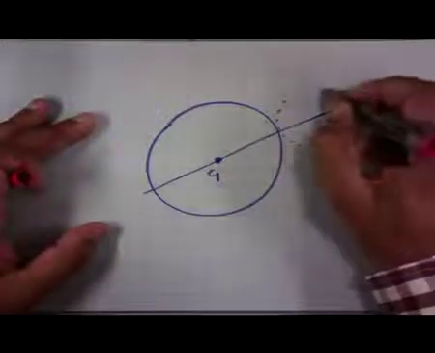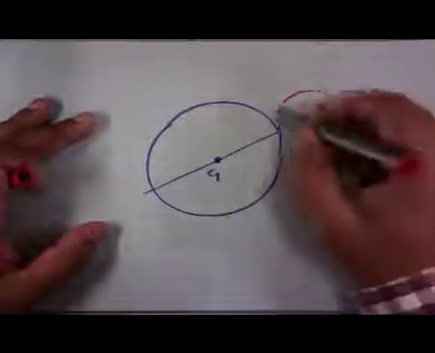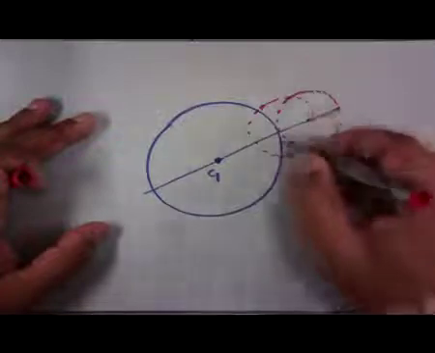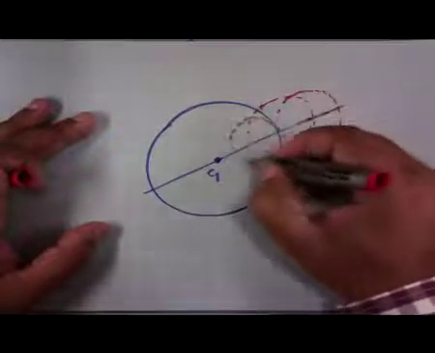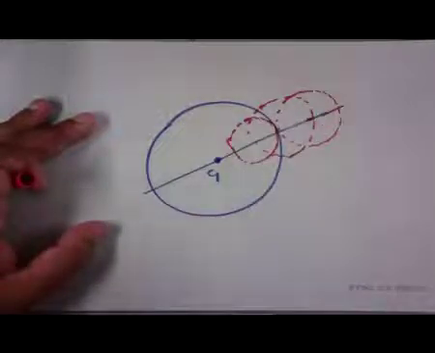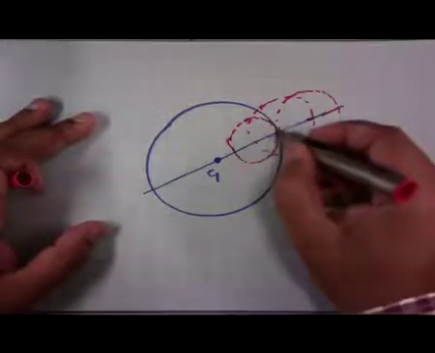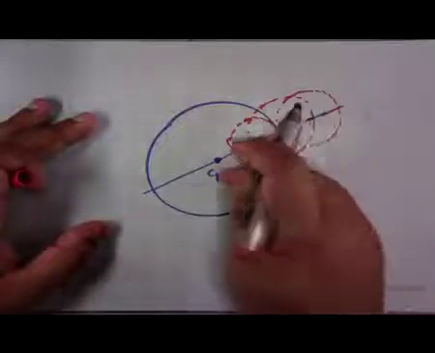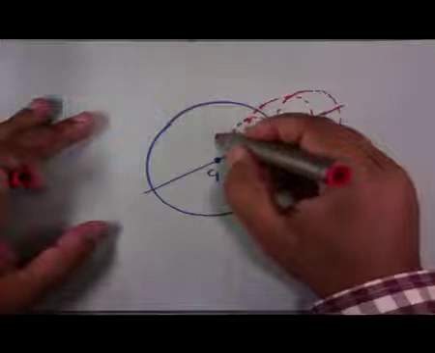This was case 2 when the circles were touching each other, and then this was case 3 when they were intersecting each other, and then we had case 4 when the two circles were touching each other internally.